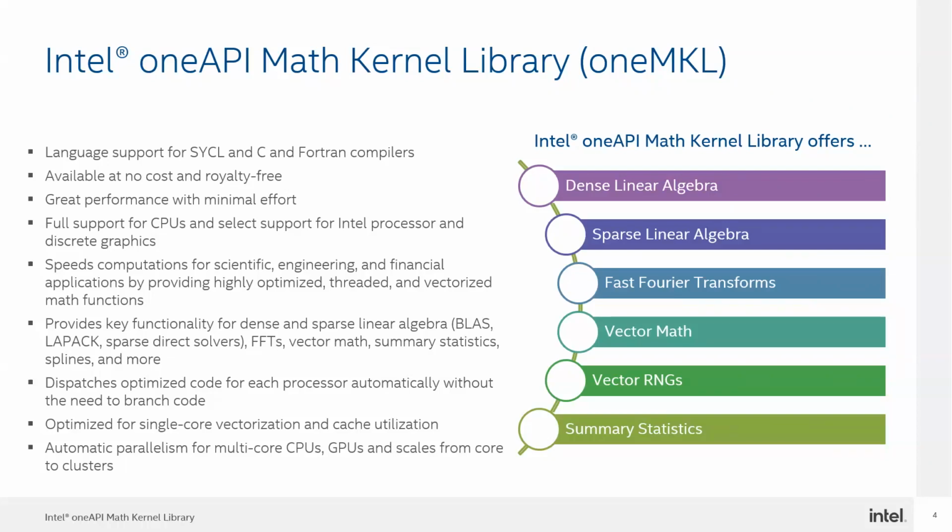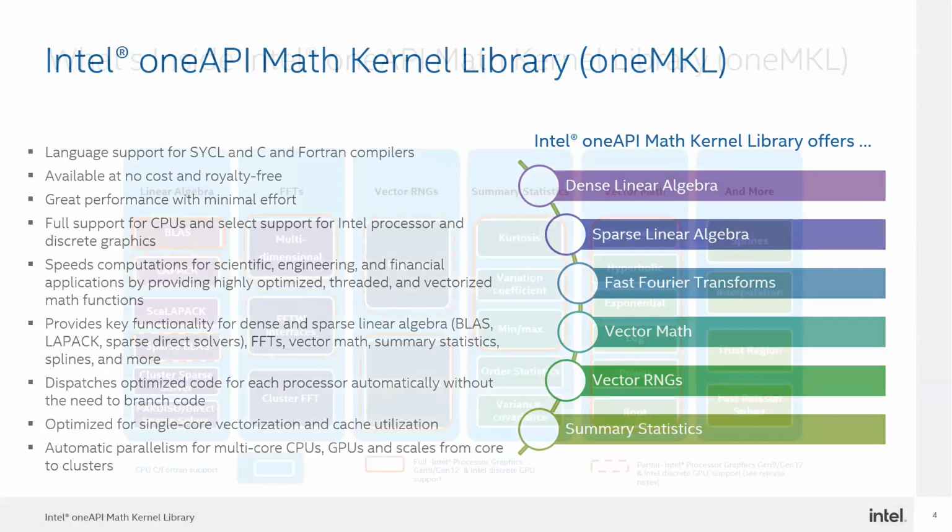Inside this library, you have dense linear algebra, sparse linear algebra, fast Fourier transform, vector maths, random number generators, and statistics, and more. And this permits you to scale from single core to multi-core to multi-socket and through multi-node and clusters, depending on the elements that you are using within the library.